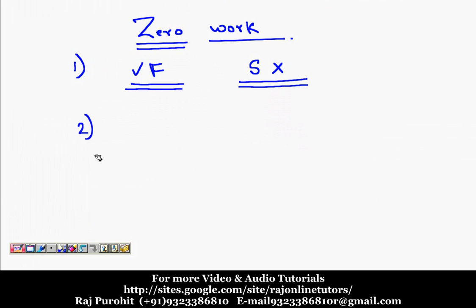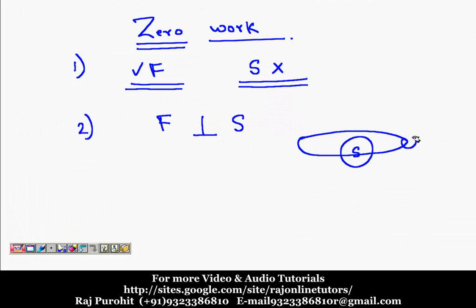The second case of zero work is when force and displacement, both of them are perpendicular to each other. Yes, perpendicular means 90 degrees. Okay, I'll just consider the example of the earth revolving around the sun. Now suppose this is the sun and this is your earth. It is revolving around like this, suppose.